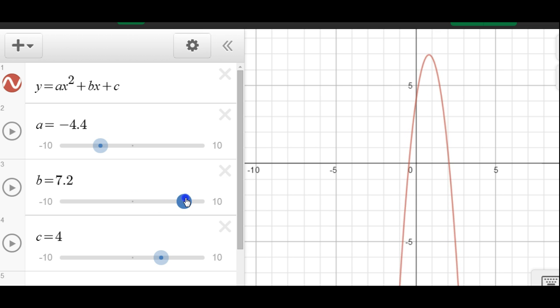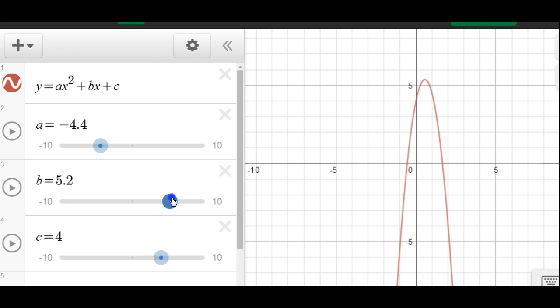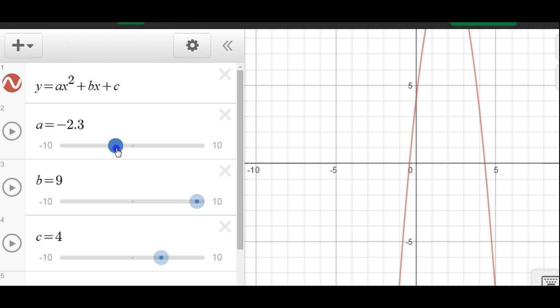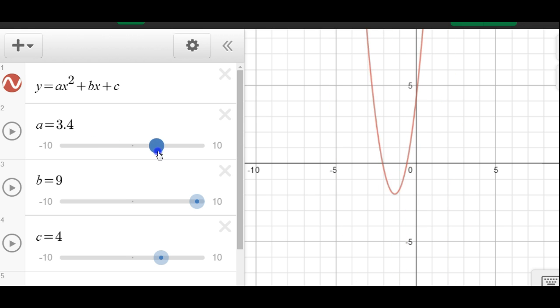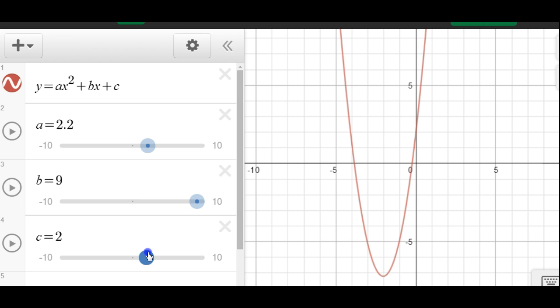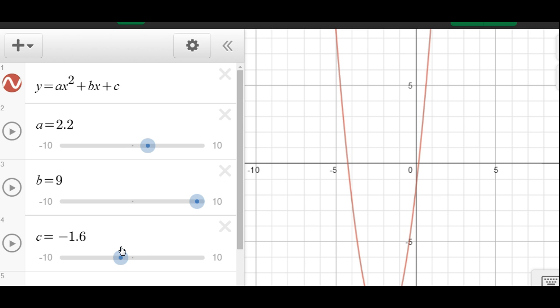What's the y-intercept right now? Where's it intercept? 4. Okay, has it changed because I'm changing the b? Okay, what if I change the a? Is the y-intercept changing? So which parameter is the y-intercept? Yeah, so the parameter that's the y-intercept is c.